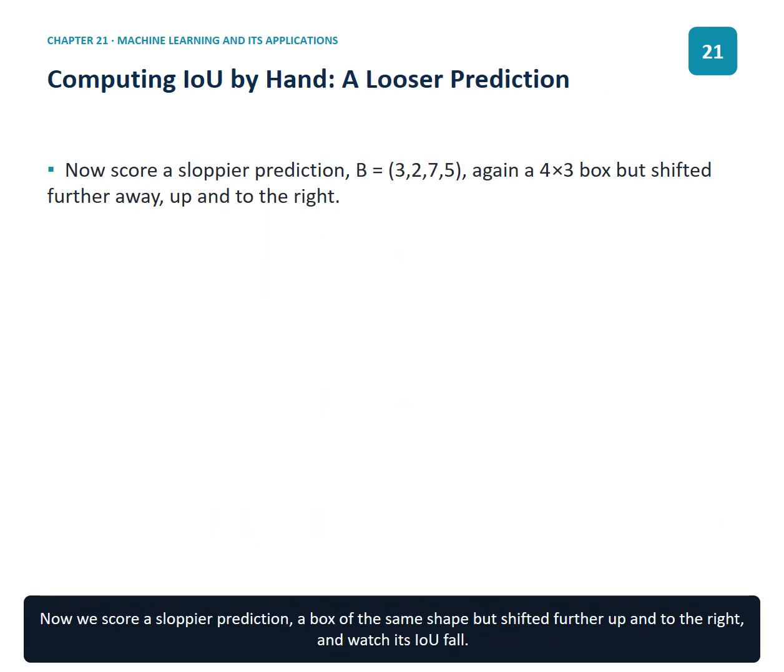Now we score a sloppier prediction, a box of the same shape but shifted further up and to the right, and watch its IOU fall.